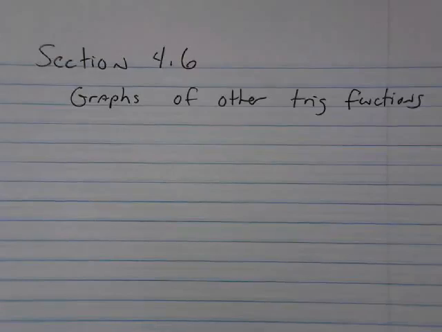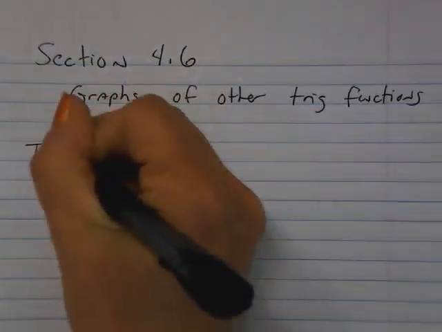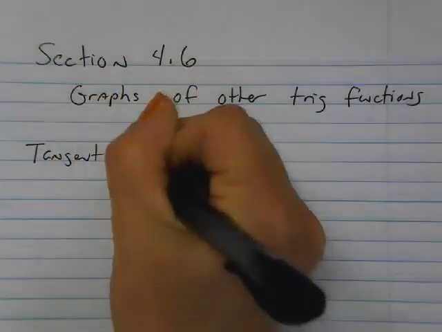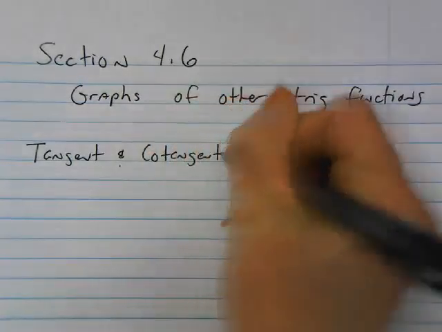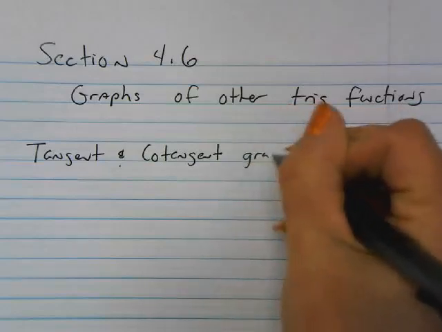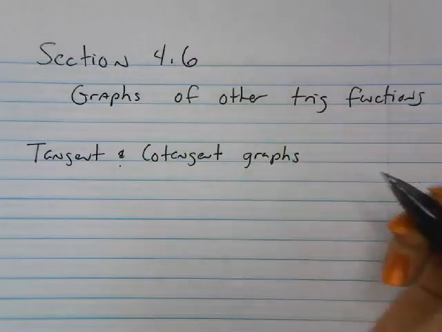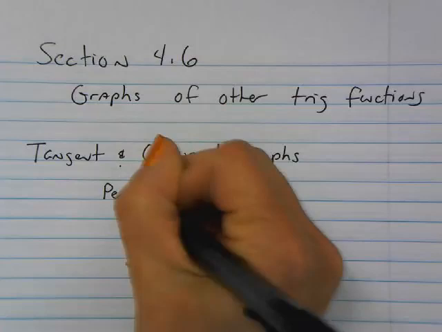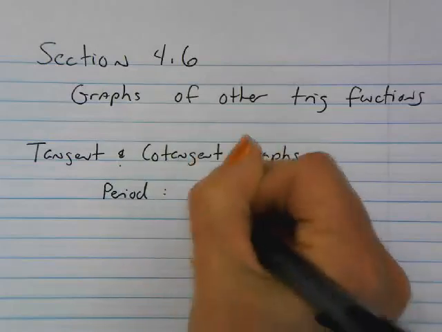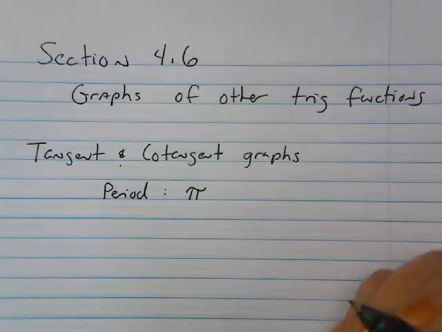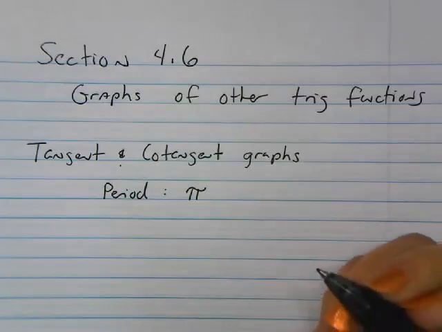Tonight we'll look at section 4.6, which is graphs of other trig functions. So I'm going to begin by talking about the tangent and the cotangent function. Now, tangent and cotangent are a little different than cosine and sine. Their period is pi, not 2 pi. Their general period is pi.